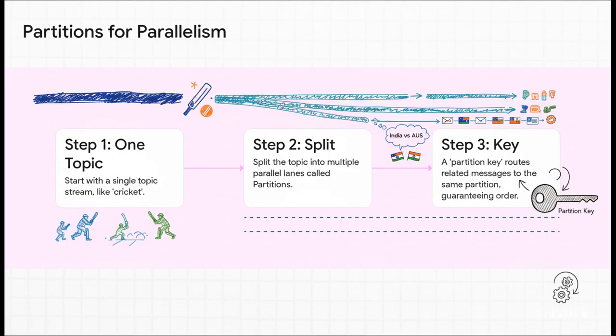And this is where Kafka's genius really kicks in. Partitions. You can take that one cricket topic and split it into multiple parallel lanes, or partitions. But here's the really clever bit. You use what's called a partition key. Let's say the ID for the India versus Australia match. Kafka will then make sure that every event for that specific match always goes into the same partition. So what do you get? You get the best of both worlds: insane parallelism across all the matches and guaranteed ordering for the events within any single match. It's brilliant.